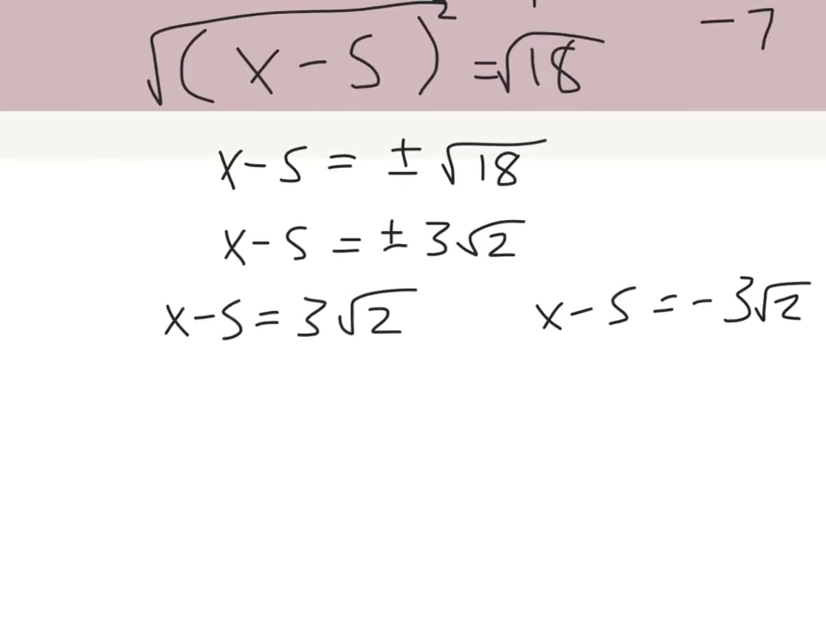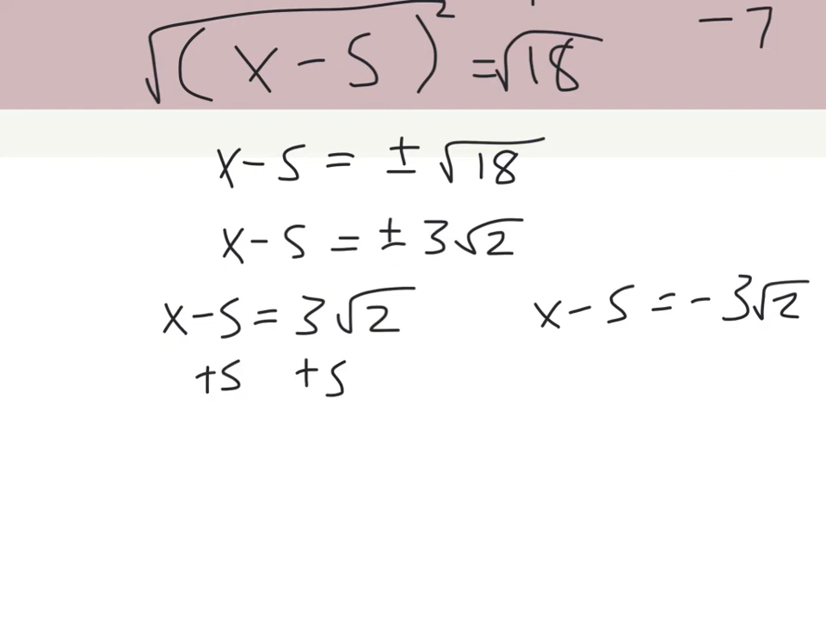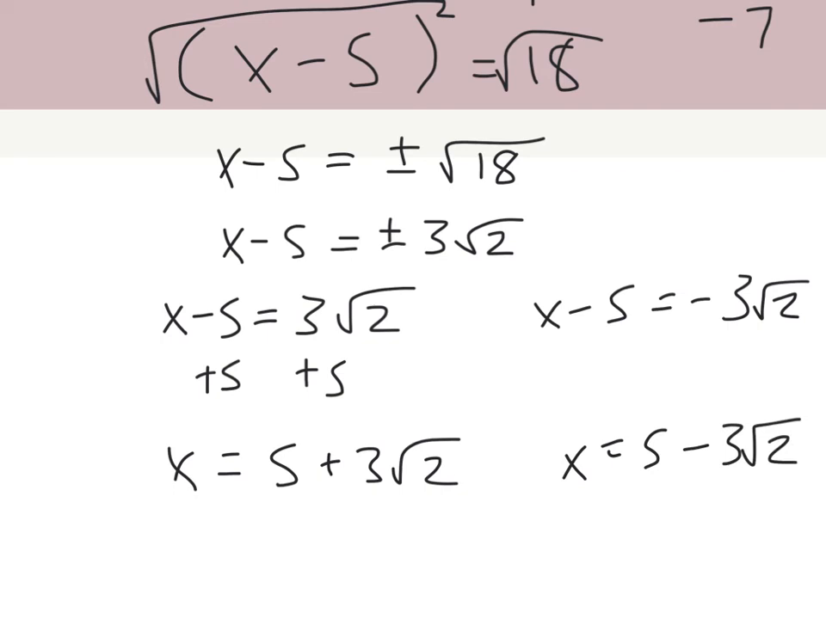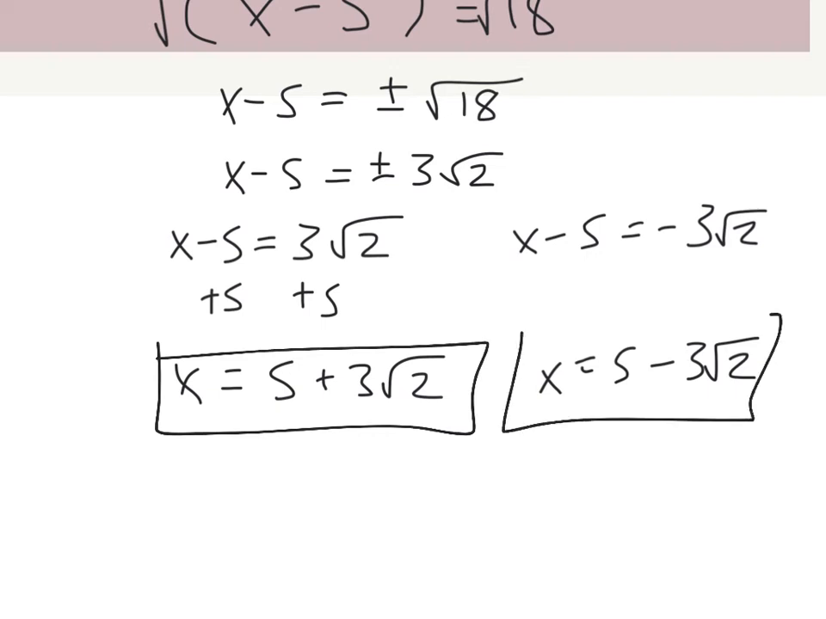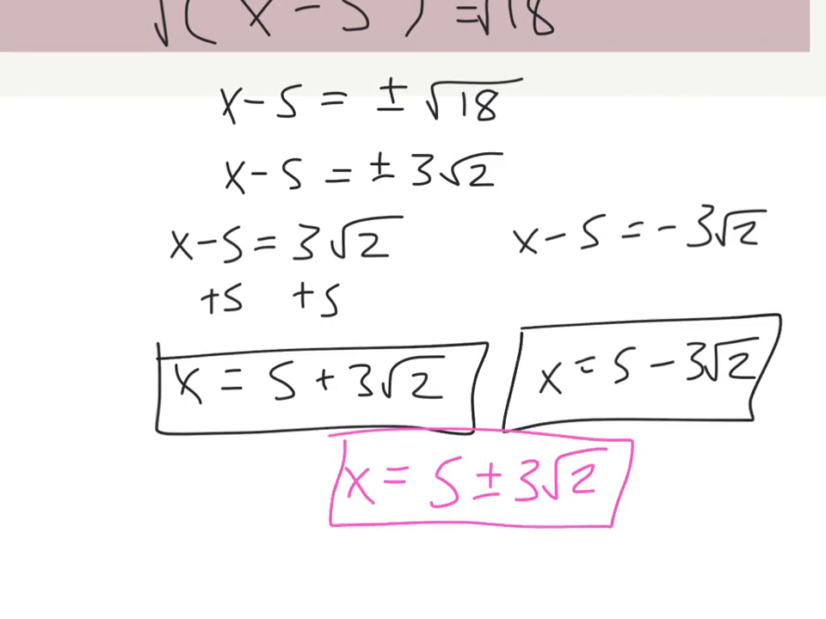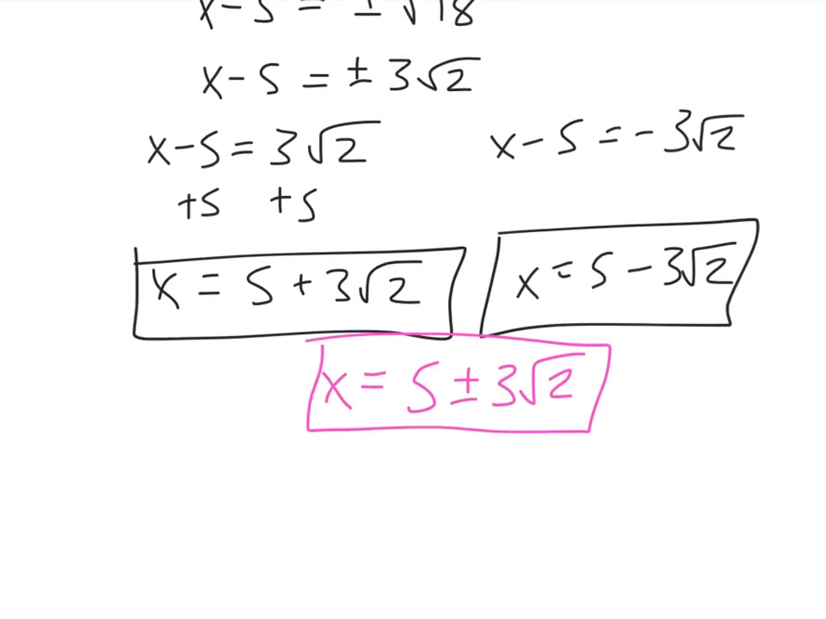And then I just add 5 to both sides. So I have x is equal to 5 plus 3 square root 2. And x is equal to 5 minus 3 square root 2. So these are two solutions here. Which if we wanted to, you could just write it as x is equal to 5 plus or minus 3 square root 2. So this is just the consolidated form of our two solutions.